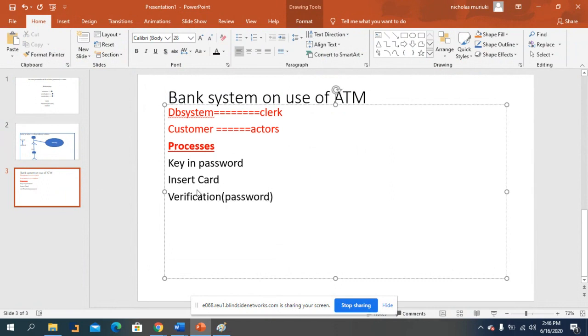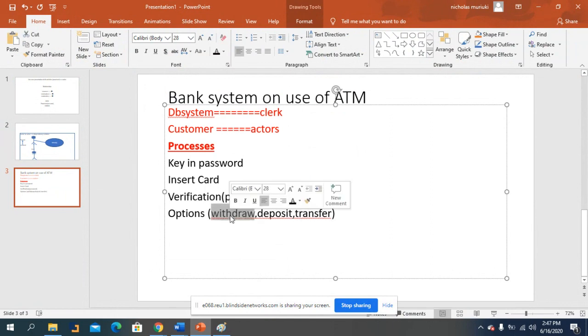From the password verification, that is the time that you can select some options. Which option are you selecting? One option that you can select is withdraw. Maybe we can have deposit, maybe we can have transfer, etc. But these options you cannot do together. You do them one by one. But there is one option here, maybe we can say perform transaction.